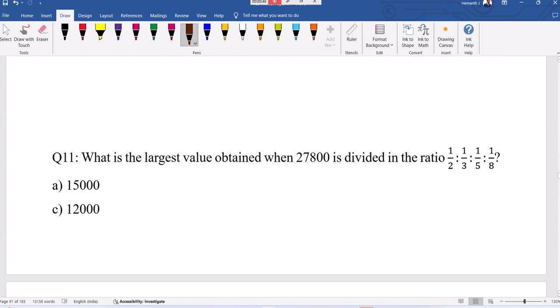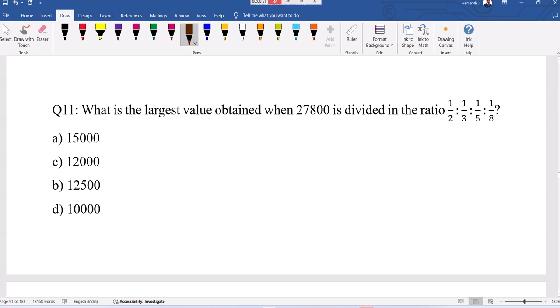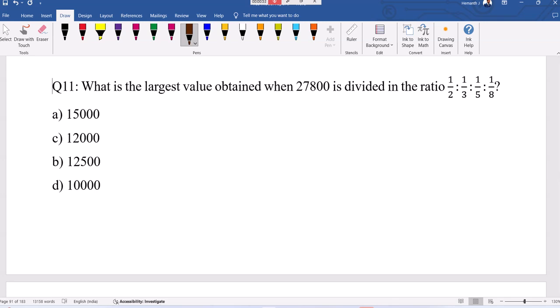Right, so when you focus on this 11th question, the basic thing, one point you have to keep in mind: ratio must always be in integers. If it is a fraction like 1 upon 2, 1 upon 3, 1 upon 5, 1 upon 8, we need to convert it into integers. So we have to take the LCM of the denominator values 2, 3, 5, 8. The LCM will give 120.